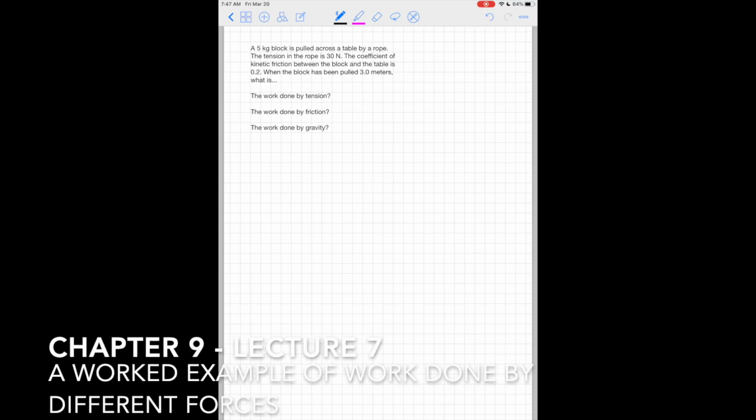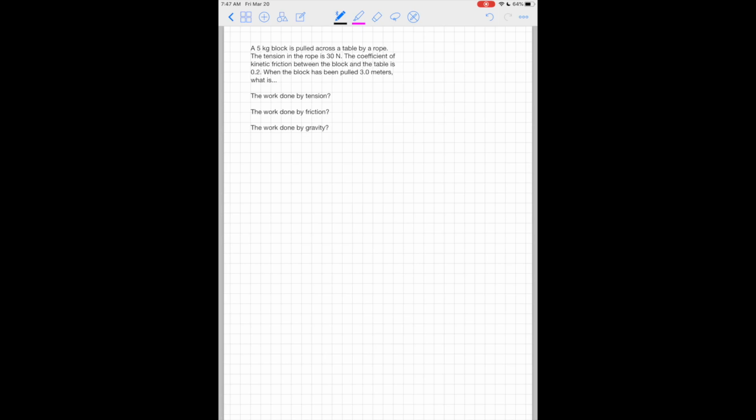Hi folks. So we have a quick problem to talk about concerning work done by several different forces on a system. The problem reads, a 5 kilogram block is pulled across a table by a rope. The tension in the rope is 30 newtons. The coefficient of friction between the block and the table is 0.2. When the block has been pulled 3 meters, what is the work done by tension, the work done by friction, and the work done by gravity?